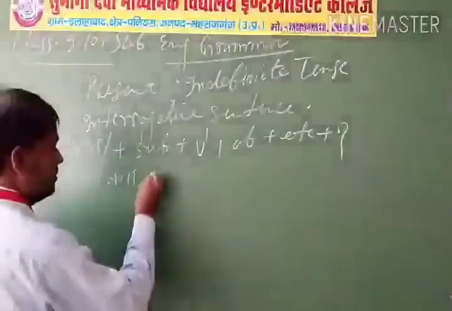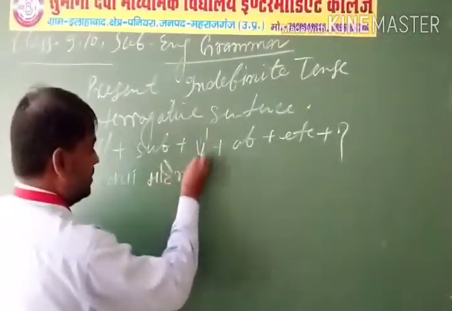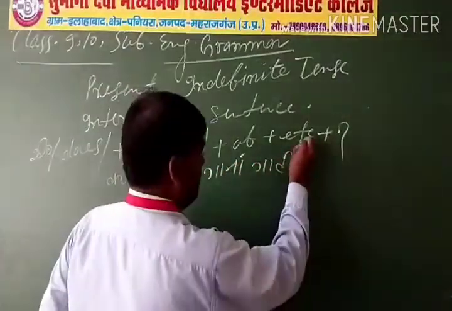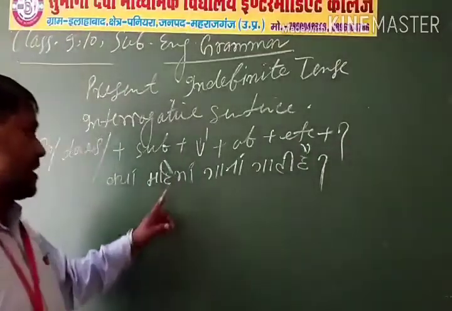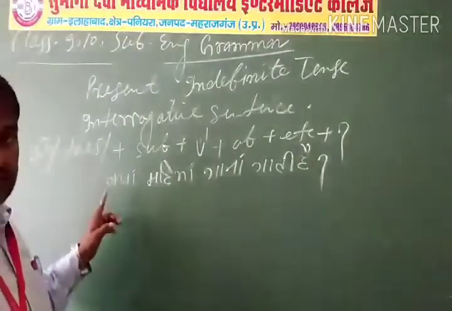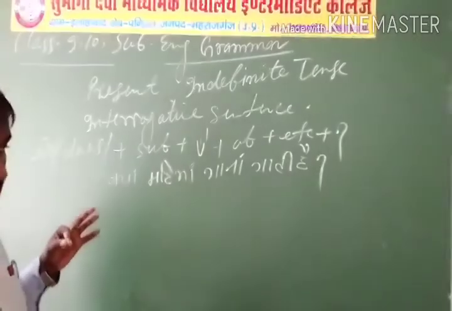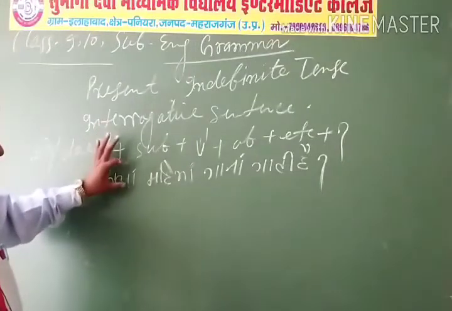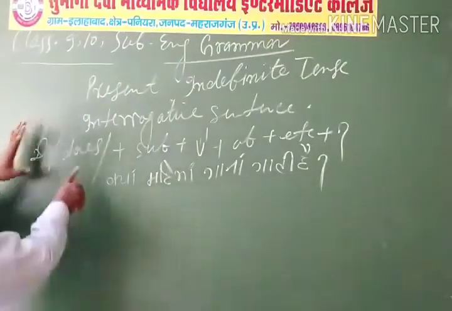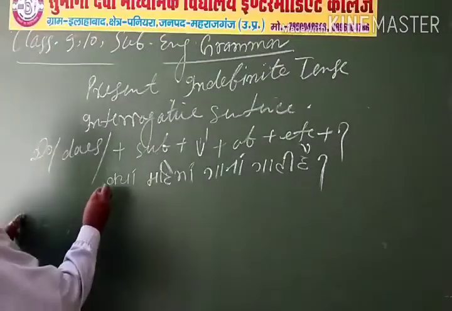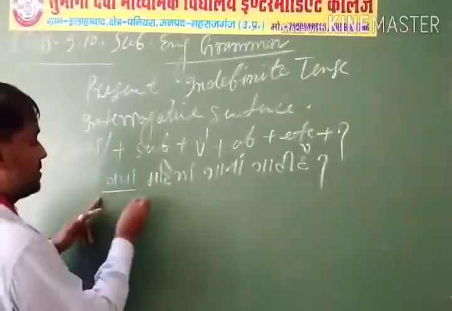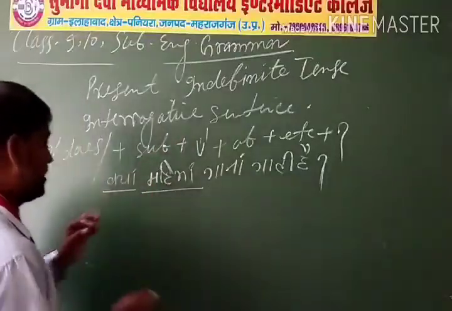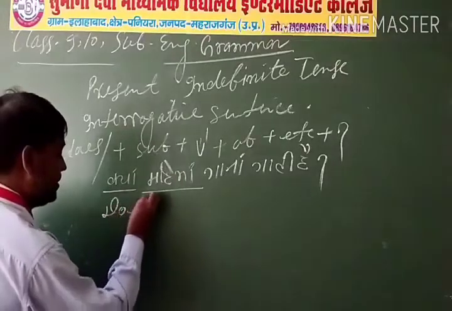For example, क्या महिमा गाना गाती है. This type of interrogative sentence is called a yes or no type interrogative sentence. And if in a Hindi sentence the question word comes first, then these rules may be followed. Here the question word is first, then we have to know the subject is singular or plural. Here Mahima is singular, then we have to write does.